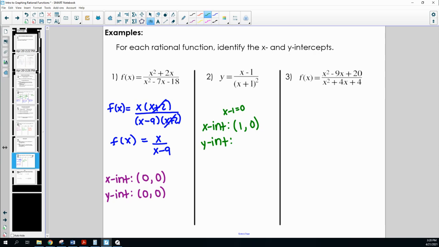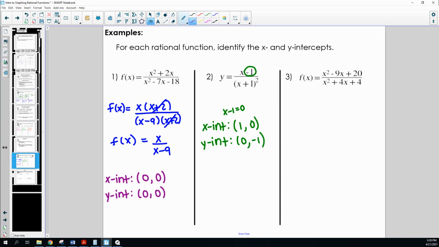For the y-intercept, we're going to plug in 0 for x. So our x will always be 0 in this case. If I plug in 0, 0 minus 1 is negative 1. 0 plus 1 is 1. Squared is 1. So we get negative 1 over 1 or negative 1. If we were doing this the shortcut way, the constant term on the top is negative 1. The constant term on the bottom, if this was in standard form, would also be a 1. And we can just divide negative 1 and 1 to get negative 1.